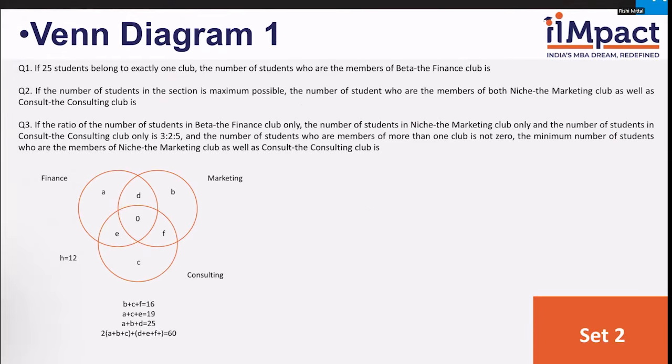Question number 1. If 25 students belong to exactly one club. Okay. So we figured out the equations that we derived above, right? Now, if I add all three equations, this is what I will get. Okay. So this has also been mentioned over here. Now, if 25 students belong to exactly one club, exactly one is A plus B plus C. So if A plus B plus C is 25, D plus E plus F becomes 10, correct? 25 into 2 is 50, and if I take it this side, it will become 10.